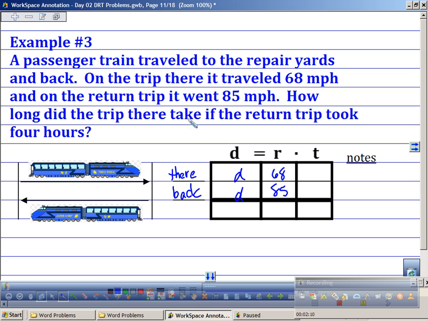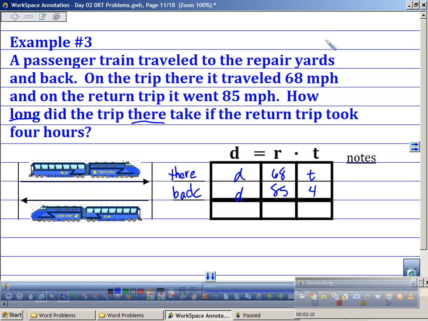How long did the trip there take? That's what we're looking for. How long did the trip there take? If the return trip took 4 hours, where am I going to put 4? Under the return.